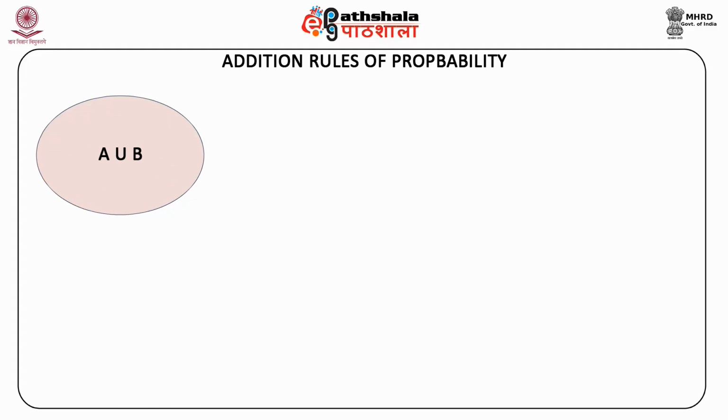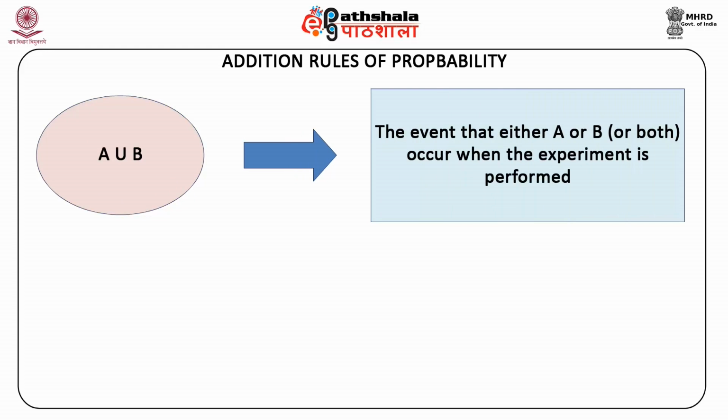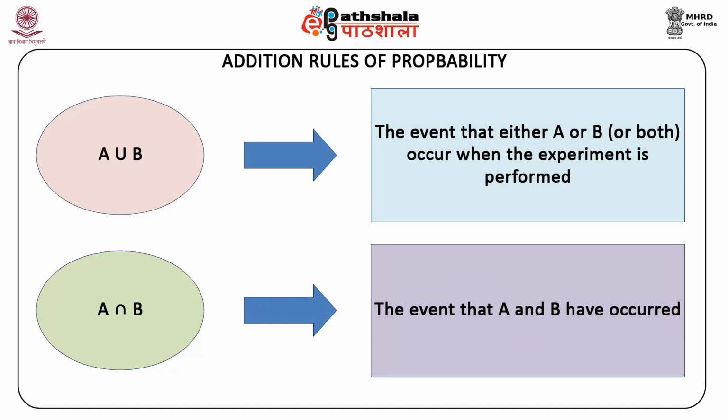Here, A union B denotes the event that either A or B or both occur when the experiment is performed. A intersection B denotes the event that both A and B have occurred. The addition rule in probability is a method of finding the probability of either or both of the two events occurring at the same time. Let A and B be two events in the sample space S.